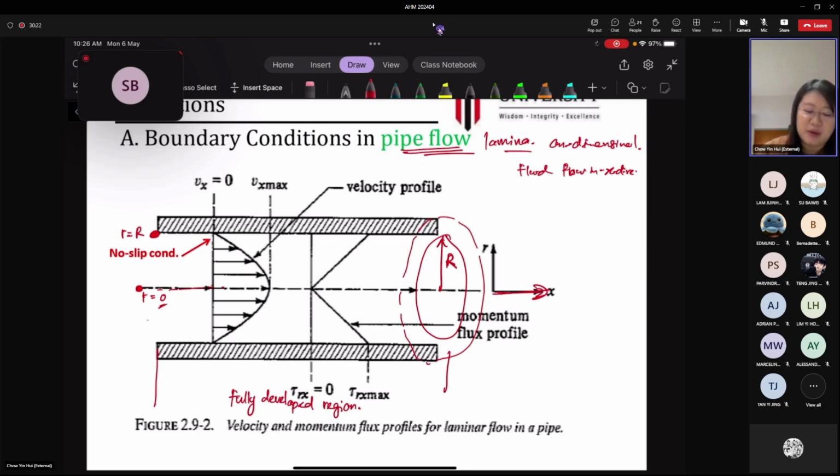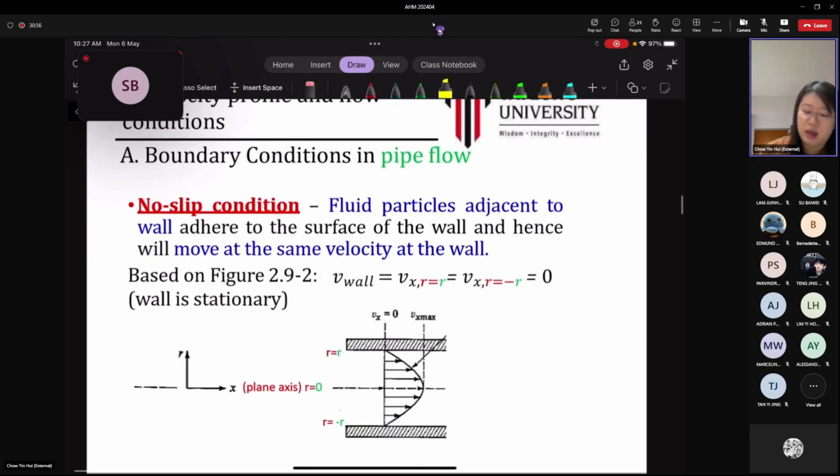Now at r equals 0, as mentioned, the shear stress tau rx is almost equal to 0 because the viscous effect is negligible. This is also where Vx equals Vx max. Here, at the wall, is the section where you have the maximum shear stress, the resistance and friction to fluid flow. That's why your velocity in the x direction here is equal to 0.